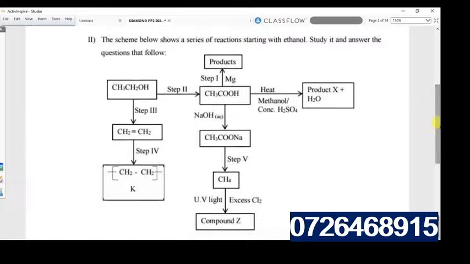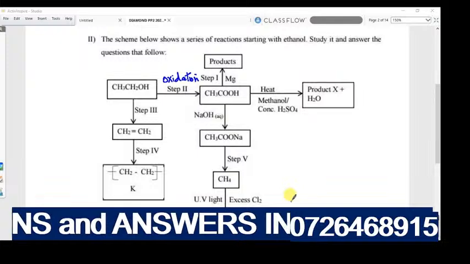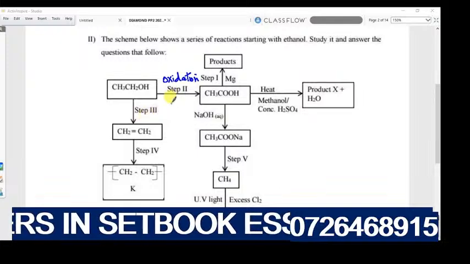Before you go to the question, you are supposed to analyze this flow chart properly, because you have read the concept, the content. Now look at this. We are starting with ethanol. What does ethanol undergo to form ethanoic acid? Step 2 is oxidation. What are the reagents that are used, that we have talked about?